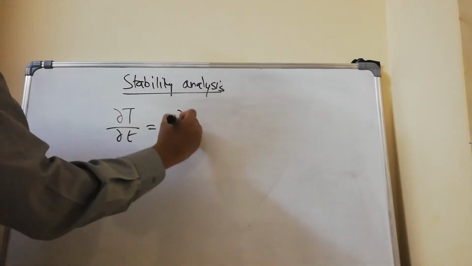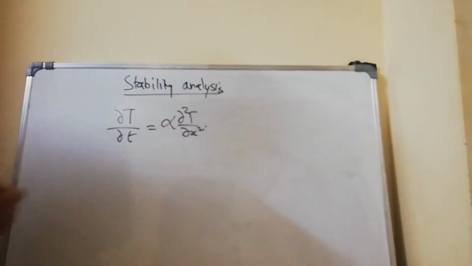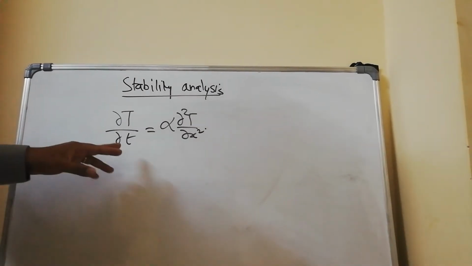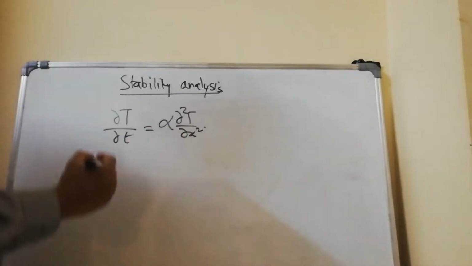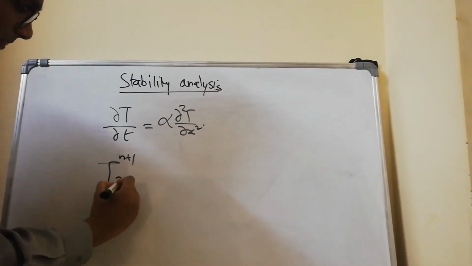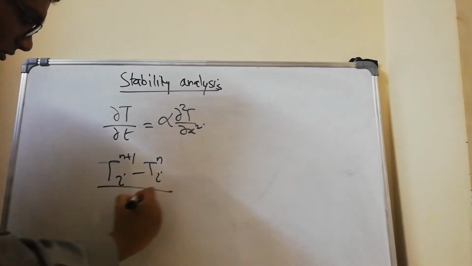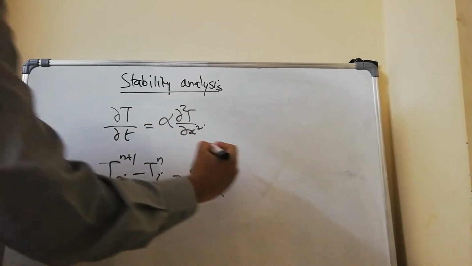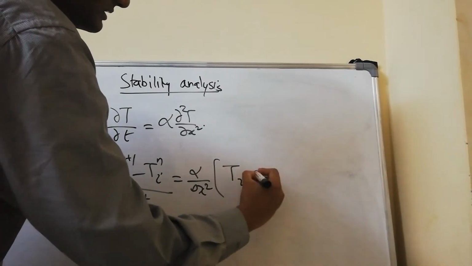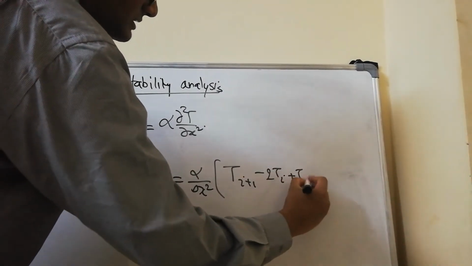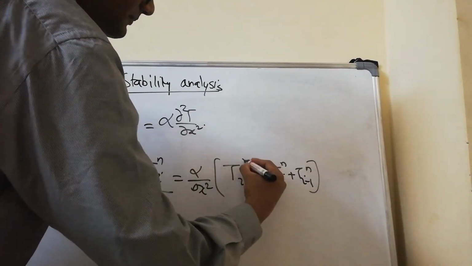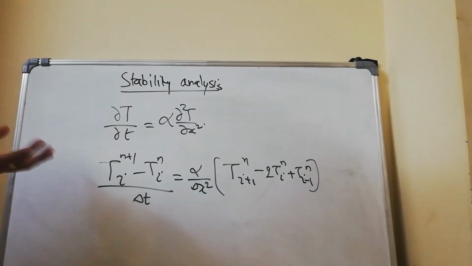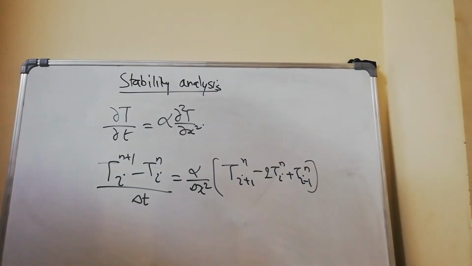To do that, we are going to consider the unsteady heat diffusion equation, again the one-dimensional heat diffusion equation, and we are going to discretize it in time and space. So what do we get? We are going to use forward difference in time followed by second order central difference in space, that is T i plus 1 minus 2 T i plus T i minus 1, all at the nth time step. We'll just look at why the explicit scheme would not work properly when we do this.